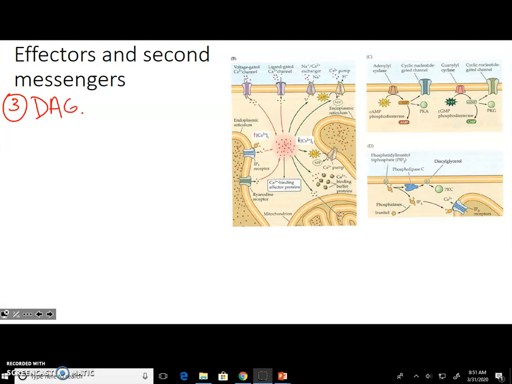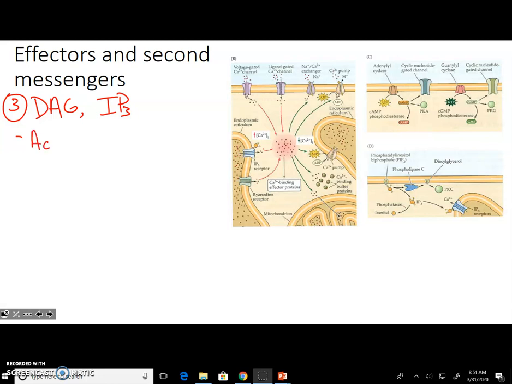Diacylglycerol is DAG. Inositol triphosphate is IP3. And the way that these messengers get liberated is through activation of an enzyme, PLC. Okay, and so potentially, a G protein coupled receptor is activated, and the enzyme that it targets to turn on is called phospholipase C.